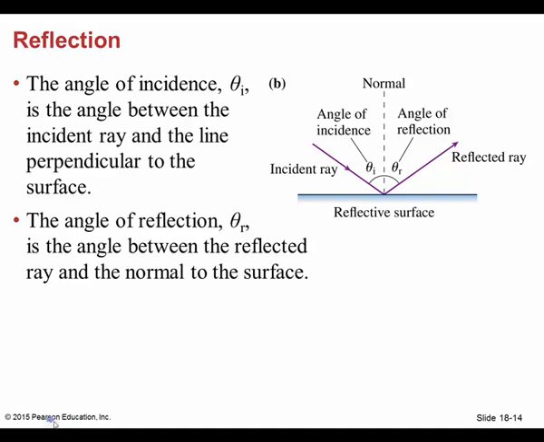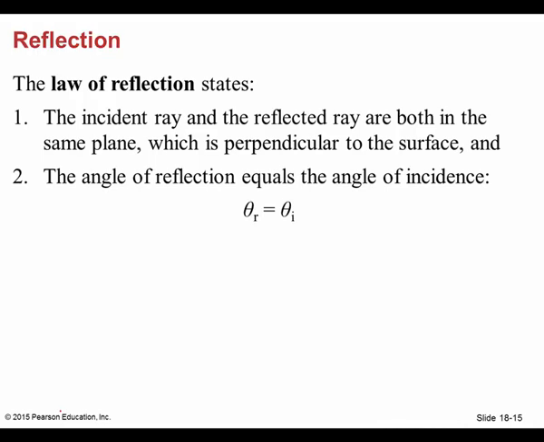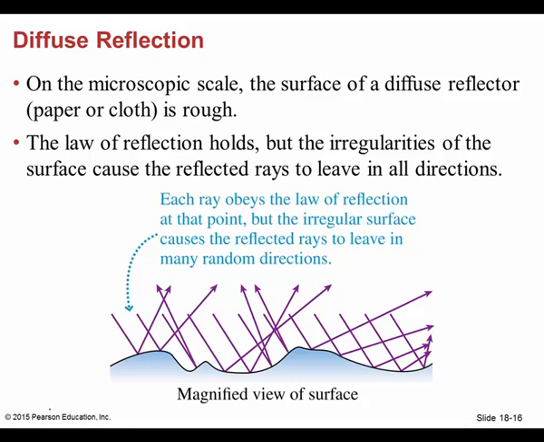Okay, so these two angles are equal, and they lead to what is called the law of reflection. So the incident ray and the reflected ray are both in the same plane, which is perpendicular to the surface, and the angle of reflection equals the angle of incidence. So there's the law you can write down. Theta R is equal to theta I, reflection and incidence, okay? Incidence meaning incoming.